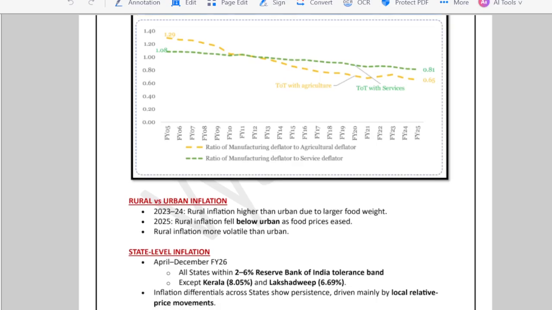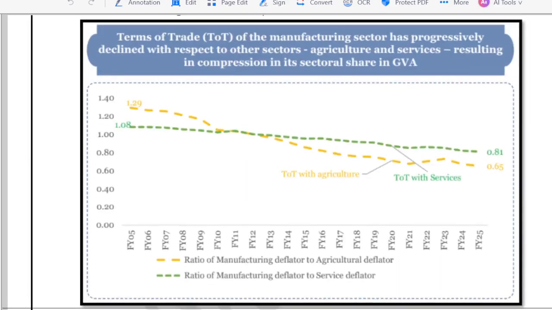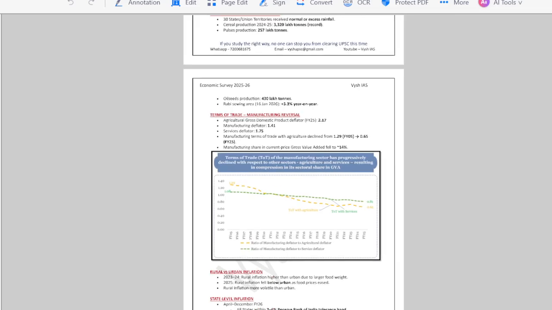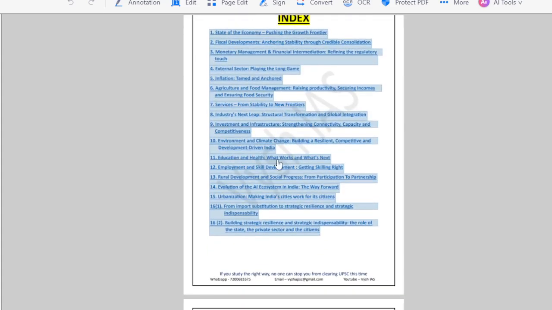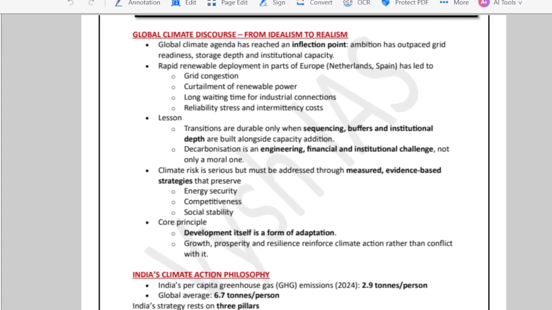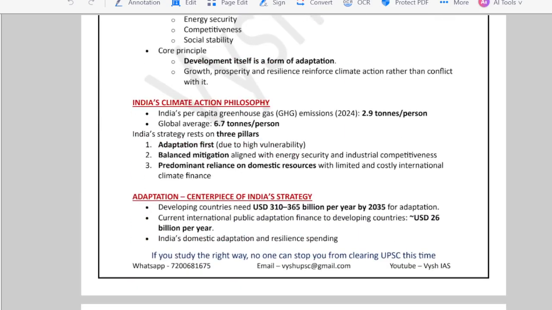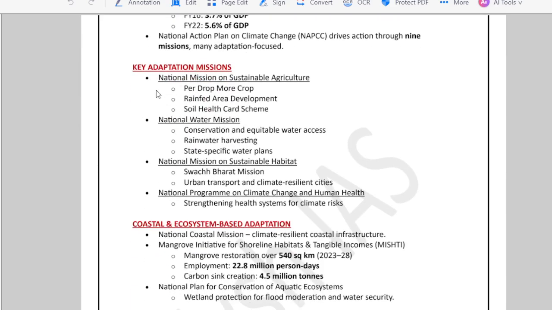In this inflation chapter, you also see rural versus urban, state level inflation, the outlook, what the RBI is telling. Any chapter you want to study from this economic survey, you just click on that. Suppose environment and climate change, there is a chapter. There, from idealism to realism, India's climate action philosophy, the adaptation, these are all pages and pages of theory they have given, and a lot of schemes will be mentioned. So a little bit of summary of the schemes also, as a bonus PDF I am giving you.